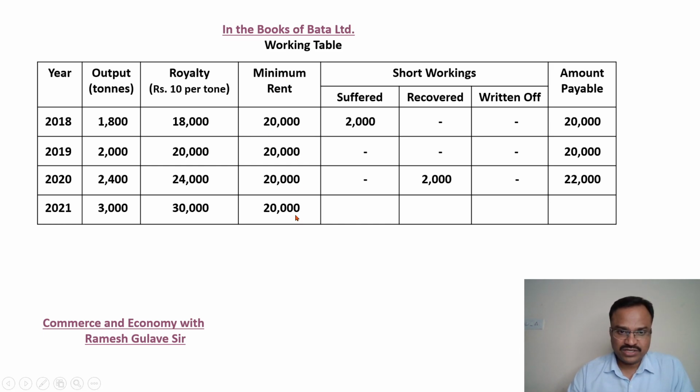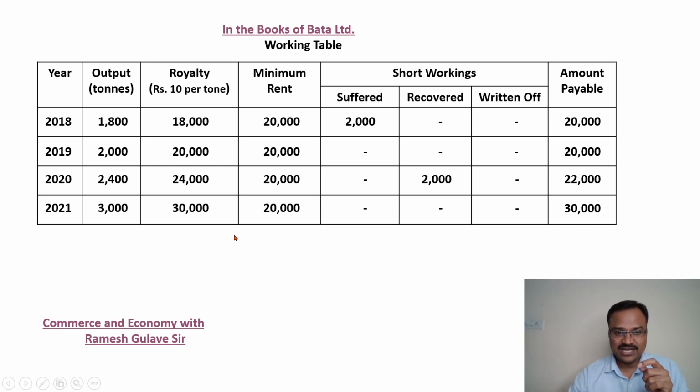Here also you can observe that the amount of royalty is more than minimum rent. It means in this year also we can recover if there are short workings. But we have recovered the whole amount of short working suffered. So now there is no question of short working suffered. We cannot recover because there are no short workings to recover. For write off, there will be no amount. And for this year, the amount payable is rupees 30,000.